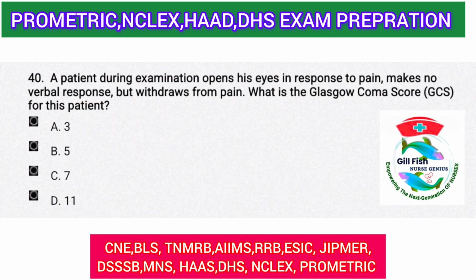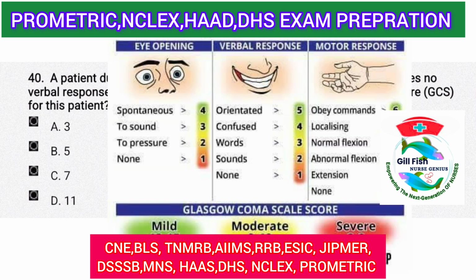Next question. A patient during examination opens his eyes in response to pain, makes no verbal response but withdraws from pain. So what is the Glasgow Coma Scale for this patient? Option A 3, option B 5, option C 7, option D 11. So what is the correct answer here? Can you look at the pictures?